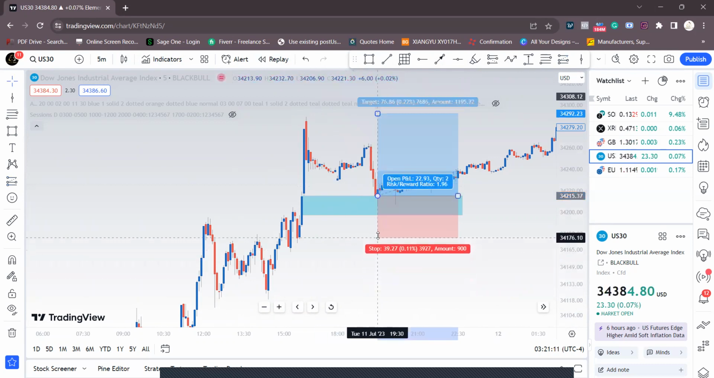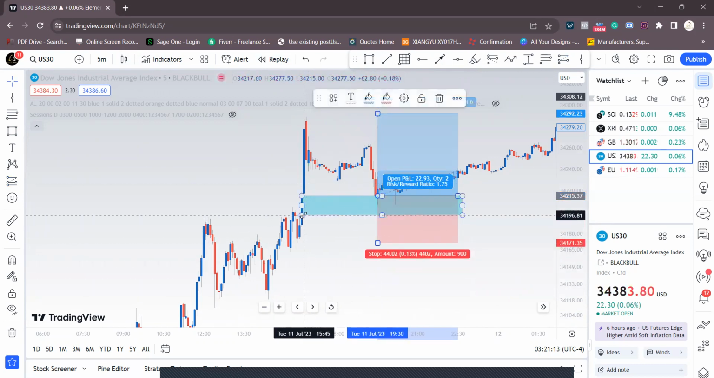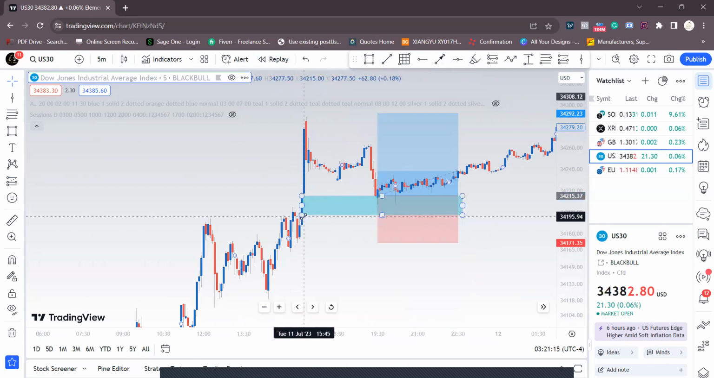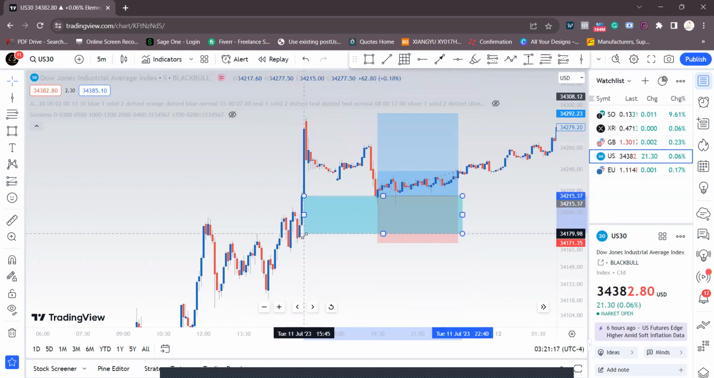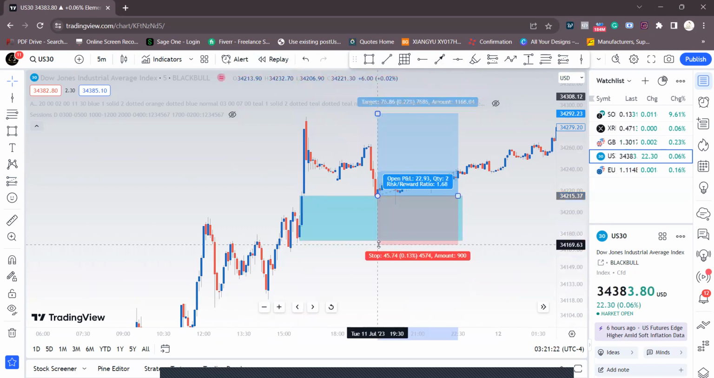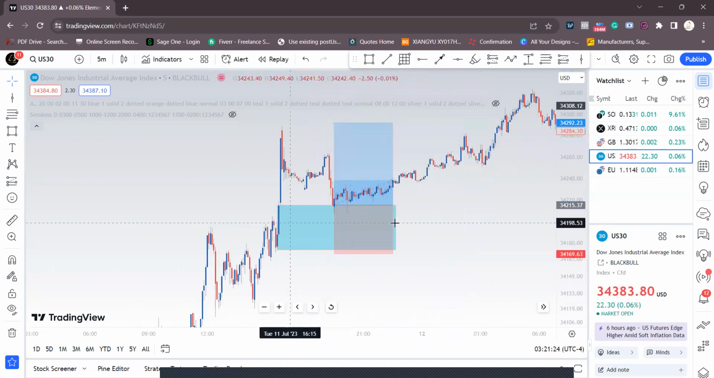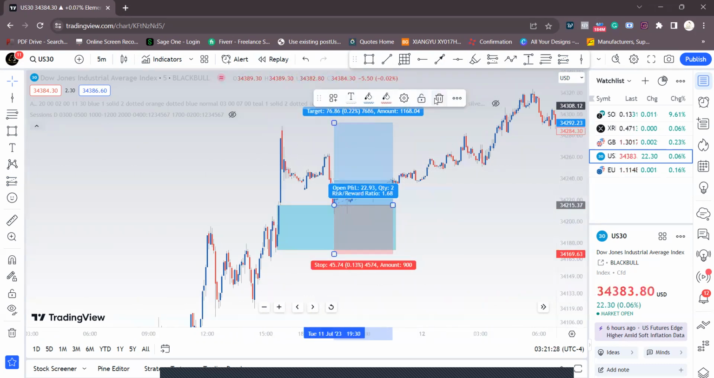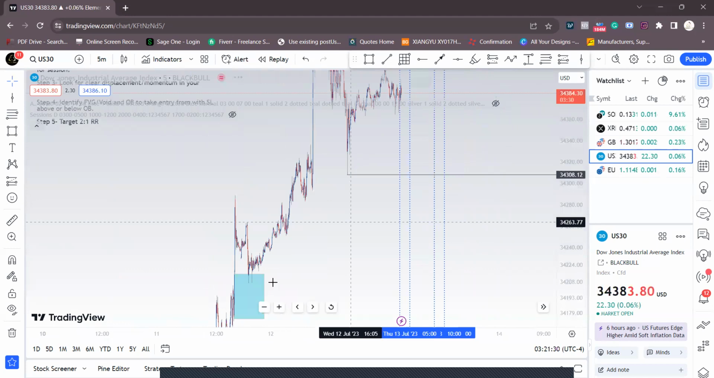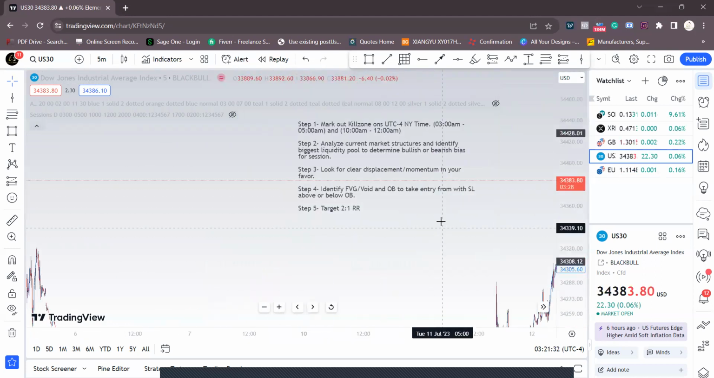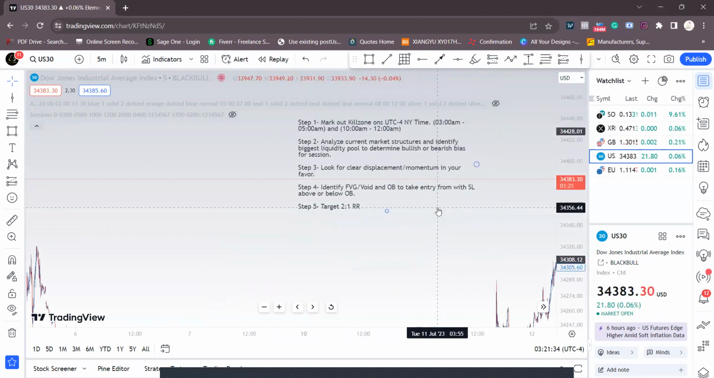Okay, and we are putting our stop loss below the order block. So what I do is I highlight the whole section, from the fair value gap to the order block, and then your stop loss is below the order block. Okay, so that's going to be basically how your entry looks after displacement. All right, and then last step, target 2-to-1 risk reward. So that means you're targeting basically 2 times what you're risking.